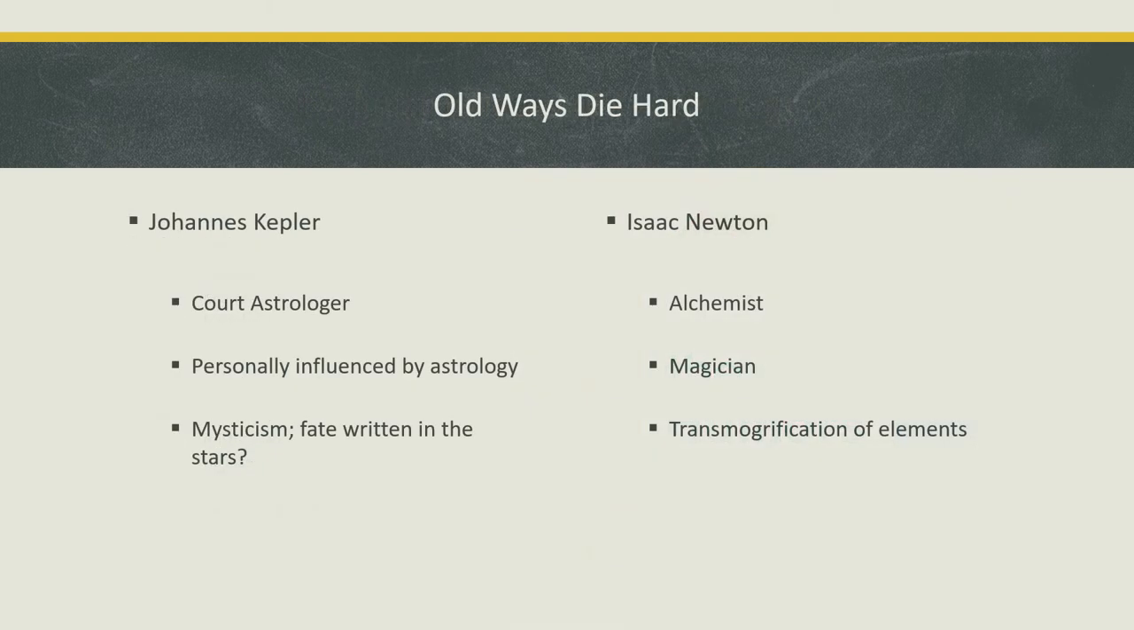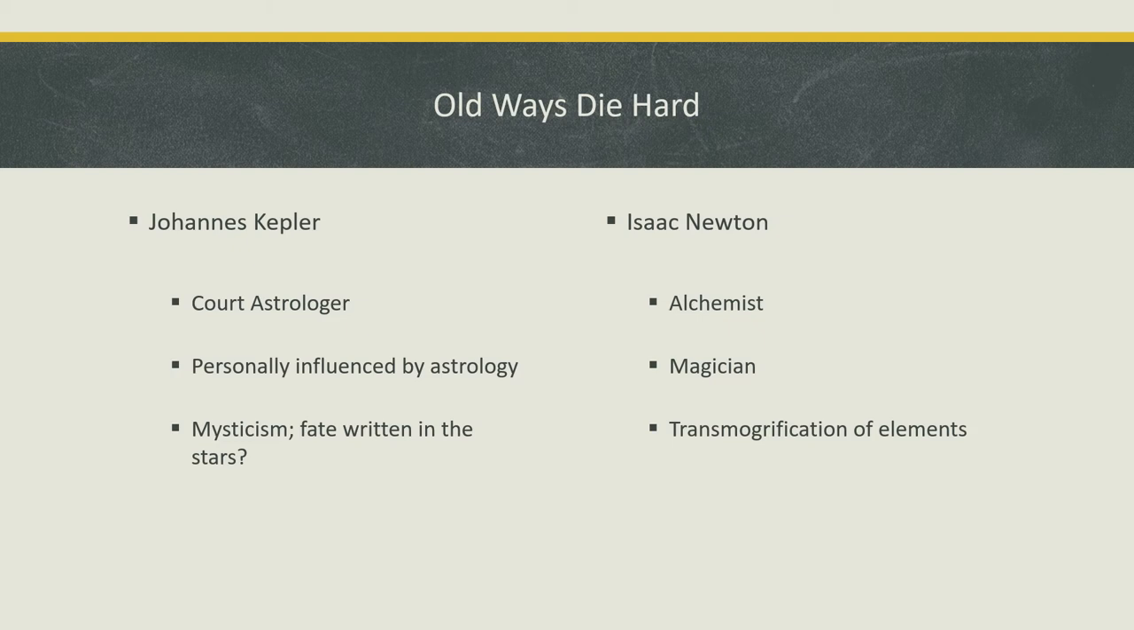But the old ways, they die hard. Johannes Kepler, for all of his intellectual prowess, remained a court astrologer. In other words, he told the fortunes of the kings and queens. He was personally influenced by astrology. He wouldn't do certain things on certain days because he believed that heavenly bodies had an influence on his life. And so there was this kind of mysticism involved in his personal views, even though mathematically he was proving that these bodies work rationally. To the rational person today, your fate is not written in the stars. Your fate is crafted here on Earth in your own hands.